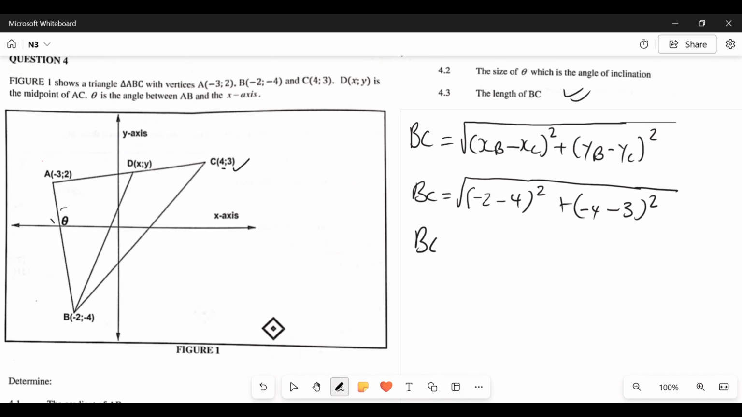If you put this on a calculator, this is going to give us the root of 85, or you can change this into a decimal and write 9.22 units. There we go. So this is how you solve this one, guys.